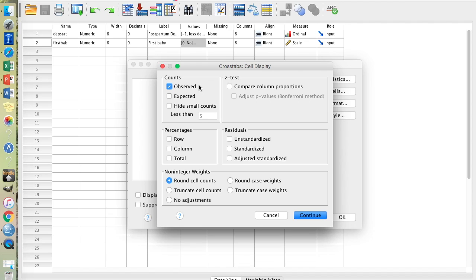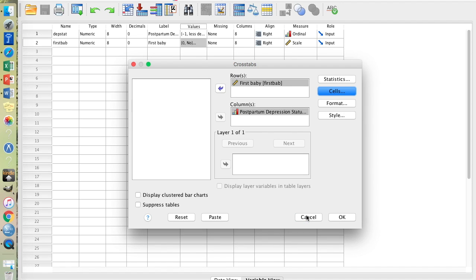We also want it to give us expected frequencies, and those expected frequencies are the frequencies that we would expect under the null hypothesis. So we want to have both, because being able to make that comparison is going to enable us to better understand what's happening with our data. Observed should automatically be checked, but just make sure that it is. Expected will not automatically be checked, so you need to check that. And click continue. That's all I need to do, and now I can click OK and have a look at my output.